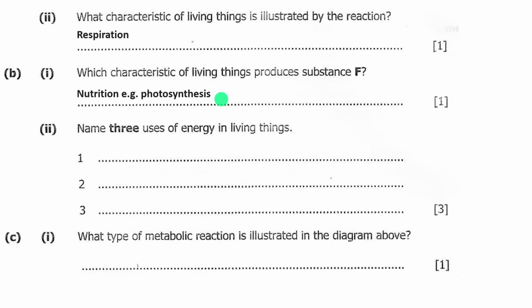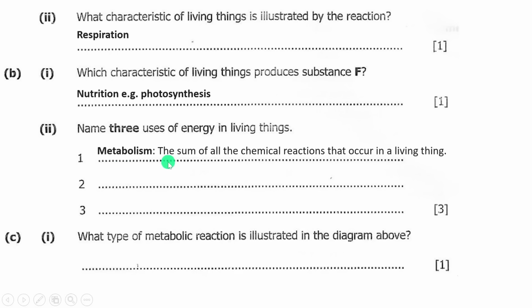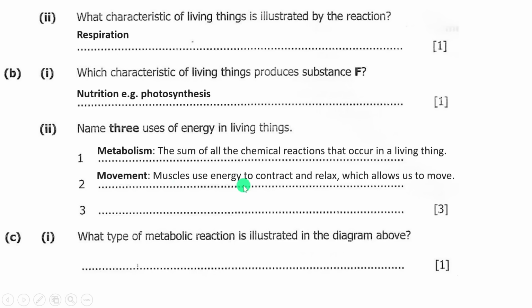Okay, so part 2 here says name 3 uses of energy in living things. So energy is used in number 1, metabolism. So what is it? The sum of all the chemical reactions that occur in a living thing. The number 2 use is in movement. So here we are saying muscles use energy to contract and relax, which allows us to move.